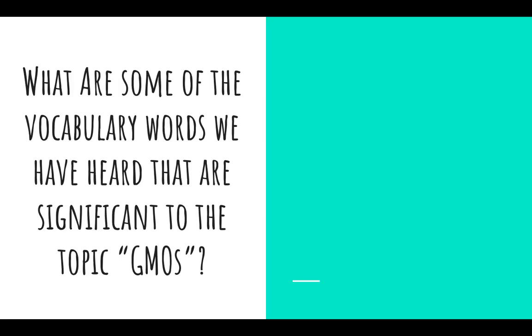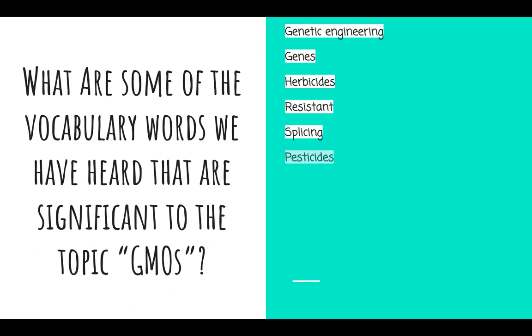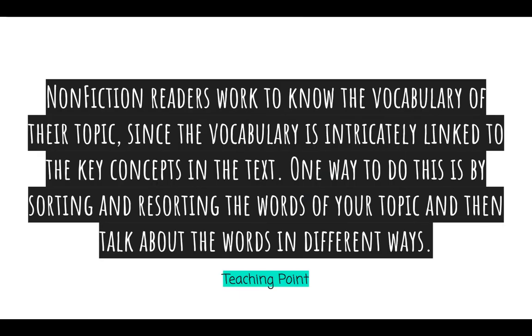So, what are some vocabulary words that we have heard that are significant to the topic of GMOs, or genetically modified organisms? One of them might be genetic engineering. Another might be the word genes, not like the ones you wear, but the ones that your body is made up of. Herbicides, which Mrs. Sherwood learned how to say yesterday. Resistant, splicing, pesticides, frankenfoods, organisms, trait, and DNA. All of these words were vocabulary that has been consistent in all of the GMO articles that we've read. And GMO is obviously in there along with protesters.